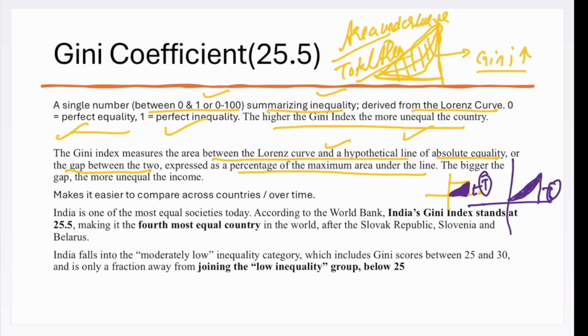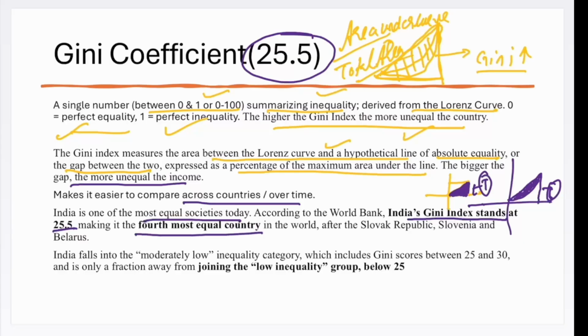Now in such a scenario, the bigger the gap, the more unequal the country is. It makes it easier to compare across countries and over time. That is why we use this. And remember, India is one of the most equal societies. Here, India is doing really well. According to the World Bank, India's Gini index stands at 25.5, making it the fourth most equal country in the world after Slovak Republic, Slovenia, and Belarus. So India stands at fourth rank in Gini coefficient because lower is better.